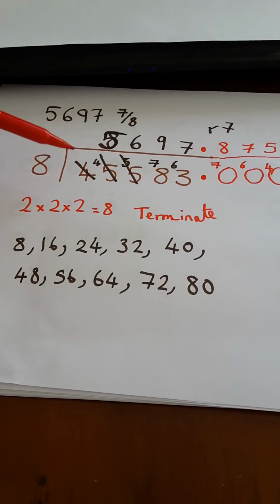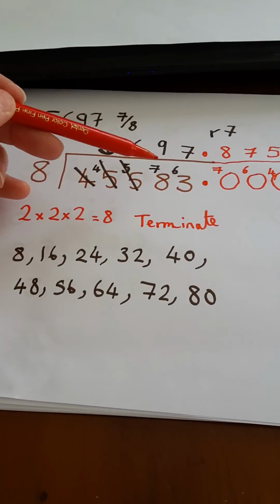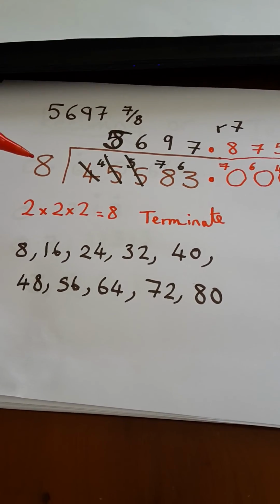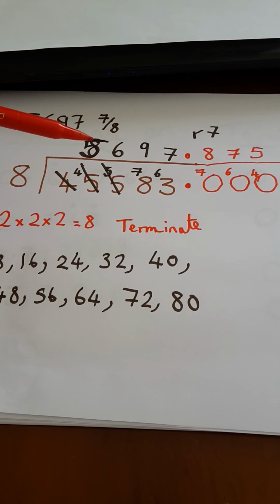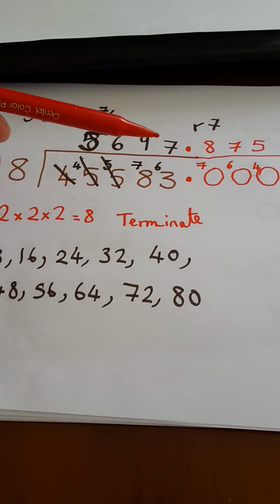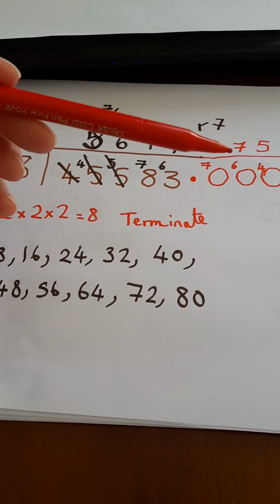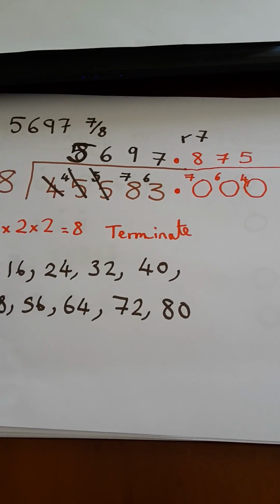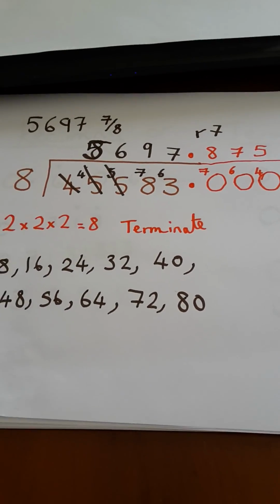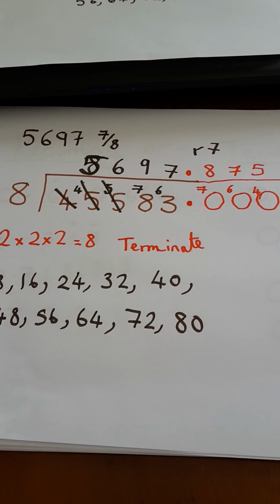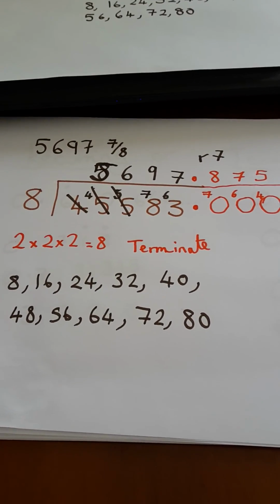So I now know that 45,583 divided by 8 is 5,697.875. Notice that you don't say 0.875. When you say a decimal out loud, you only state the digits.